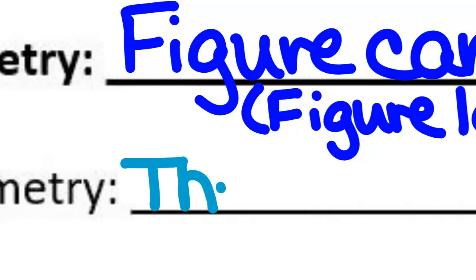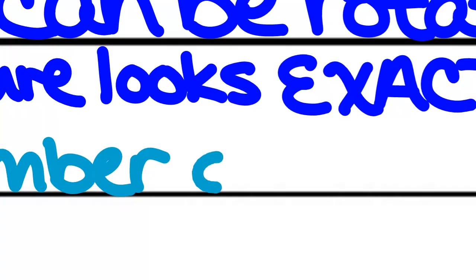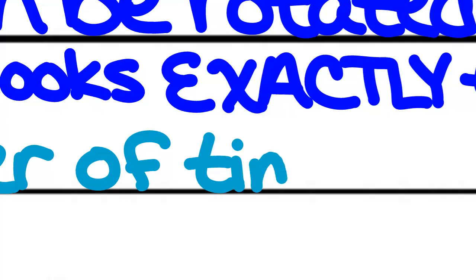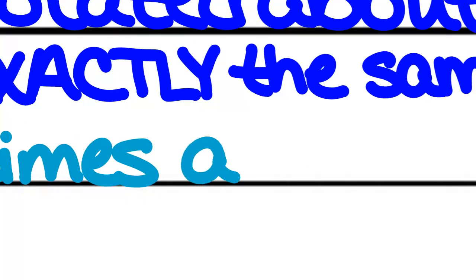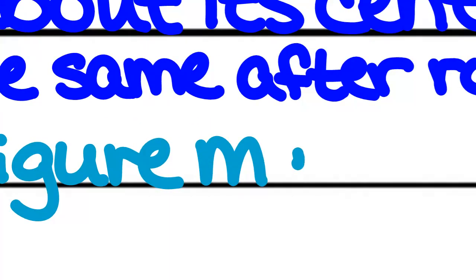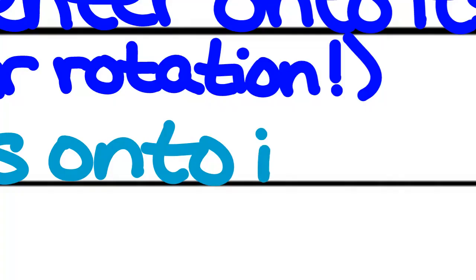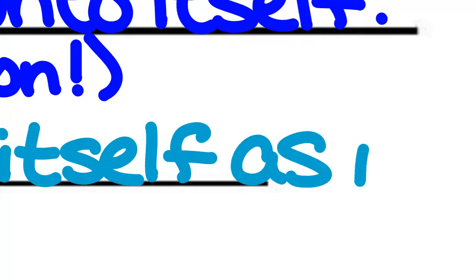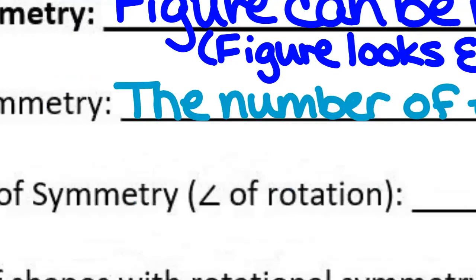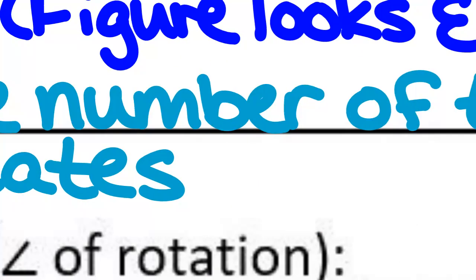So this is the number of times a figure maps onto itself as it rotates from 0 degrees to 360 degrees.